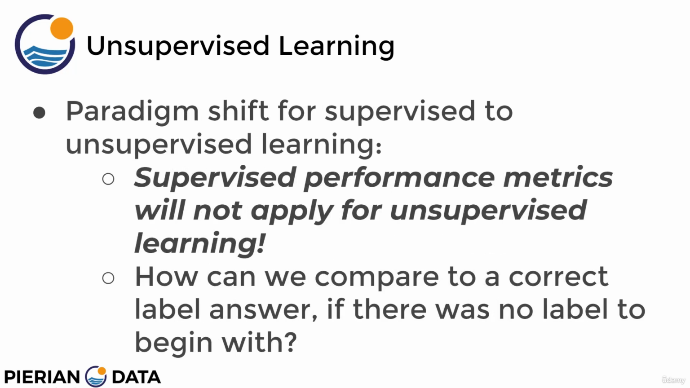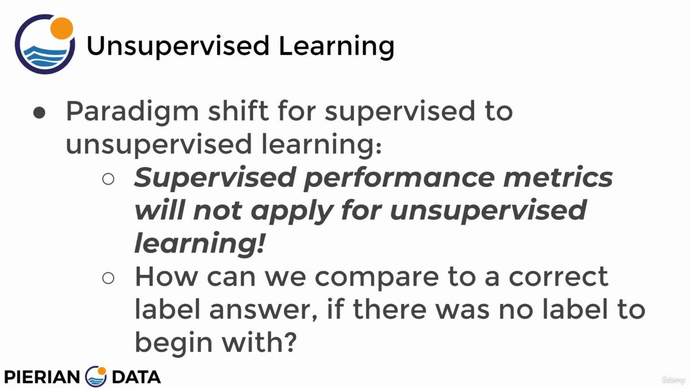And this is where the paradigm shift really comes into play from transitioning from discussing supervised learning to unsupervised learning. All those performance metrics we learned about in supervised learning are not going to be able to apply for unsupervised learning. And it really has to do with this fundamental question. How can we actually compare to a correct label answer, such as the correct historical price a house sold at, if there was no label to begin with?